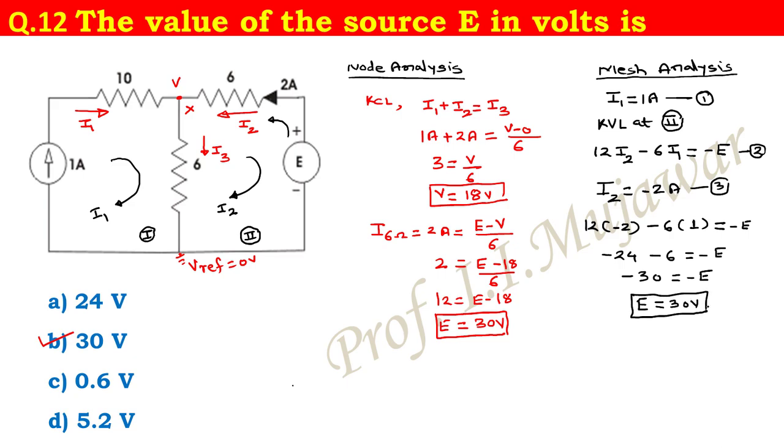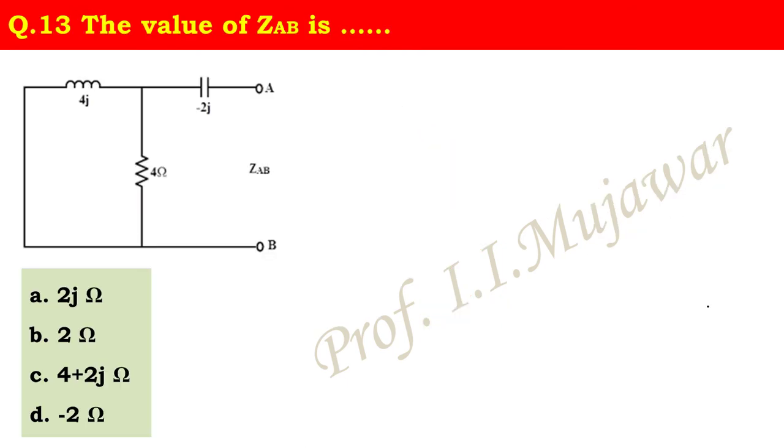That means in order to solve such problems, you can use either node analysis or mesh analysis. So option B for this problem is the correct one. Here the problem statement is to find the value of ZAB, that is, we have to determine the impedance between terminals A and B. Now the direction is left to right, so simplification must be from right to left.